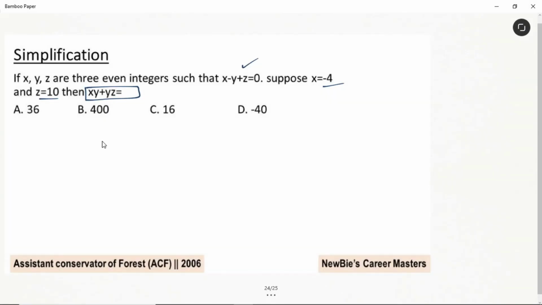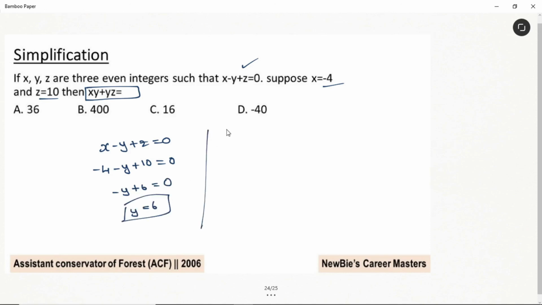Verify your solution. X minus y plus z is equal to 0. X value is given as minus 4. Then this is minus 4 minus y plus 10 is equal to 0. Correct. Minus y plus 6 is equal to 0. Then y value is 6. Then xy plus yz. Newbies, now it's very simple. Just replace x, y, z values to this. You will get the answer.